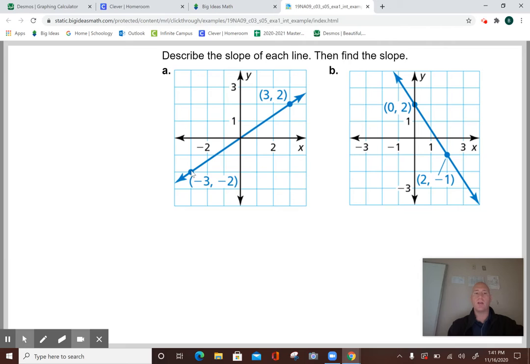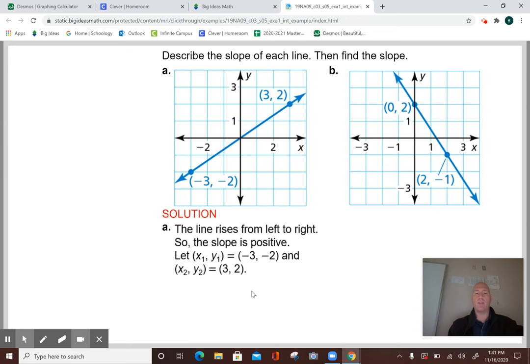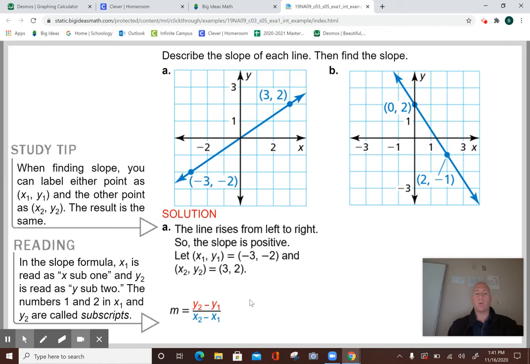They gave us 2 points from -3, -2 to 3, 2. So all we have to do is count up and count over. The line rises from left to right, so the slope is positive. It's going up, our slope is positive. And now we're just going to start counting. They want us to do the actual formula, which there's no reason to do right now, okay? We can just count 1, 2, 3, 4 over 1, 2, 3, 4, 5, 6. And 4 over 6 was exactly what we got.